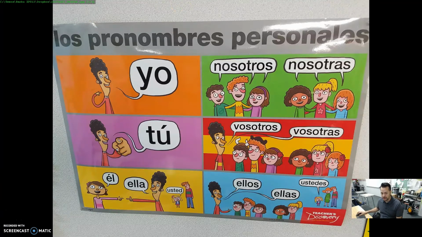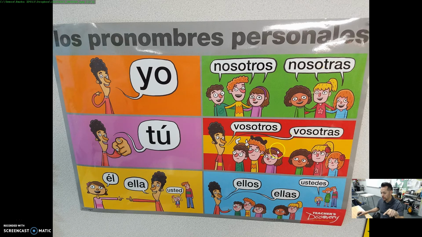Okay, so take a look at this dude right over here. He's pointing to himself. Yo. Tú, he's pointing to you. Él, ella, okay, he's pointing at her, she's pointing at him. And then usted, you see this little kid talking to a grown-up, okay. Nosotros, again, it's a mixed group of chicos and chicas, okay. Nosotras, only chicas right over here.